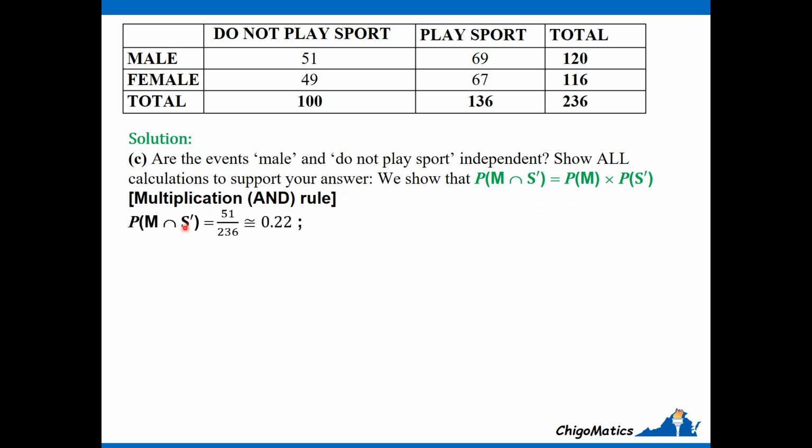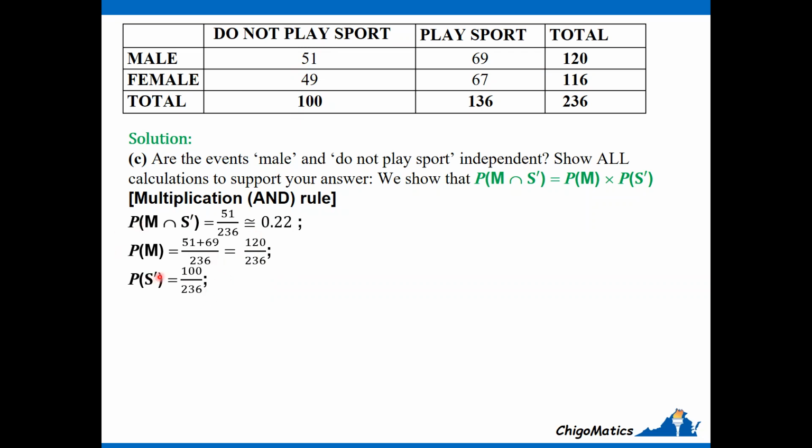So if we are to find the probability of M intersection S prime, that is M intersection do not play sport, 51 over 236, then we approximate that to 0.22. Then we find the probability of M, that is male, we have 51 plus 69 to give us 120. This is what we have here. Then we find the probability of do not play sports. Then you go to do not play sports, which is 51 plus 49, you get 100, which is 100 over 236.